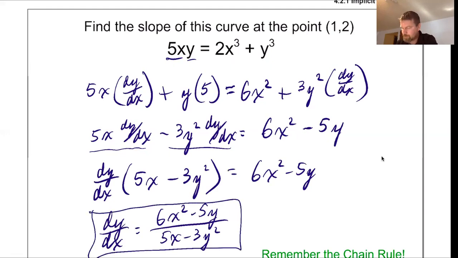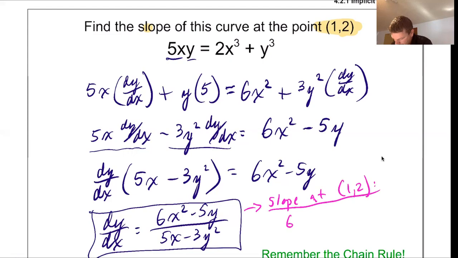However, I wanted to find the slope at a particular point, the point (1, 2). So to find the slope at the point (1, 2), just plug a 1 and a 2 in. The slope at the point (1, 2) would be 6 times 1 squared, plugging our 1 in for the x, right? Minus 5 times 2, plugging a 2 in for the y. All over 5 times 1, again plugging a 1 in for the x. Minus 3 times 2 squared.